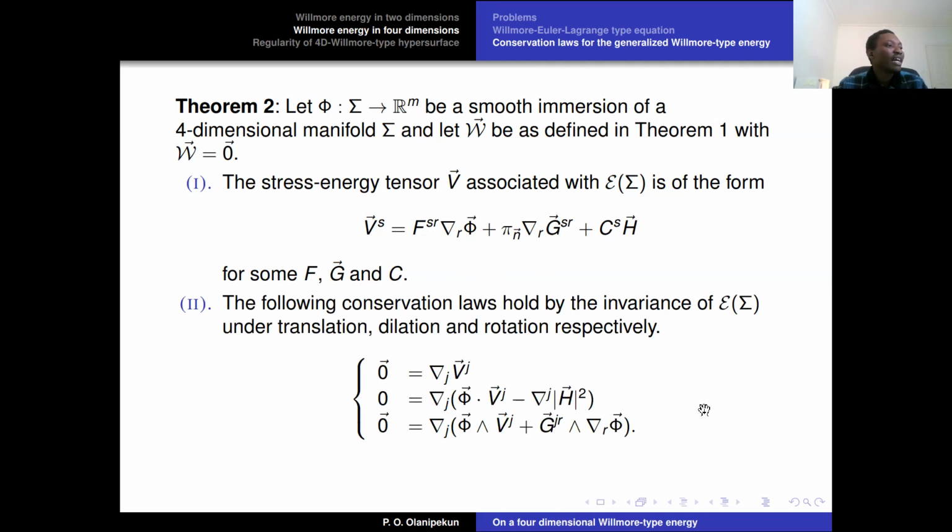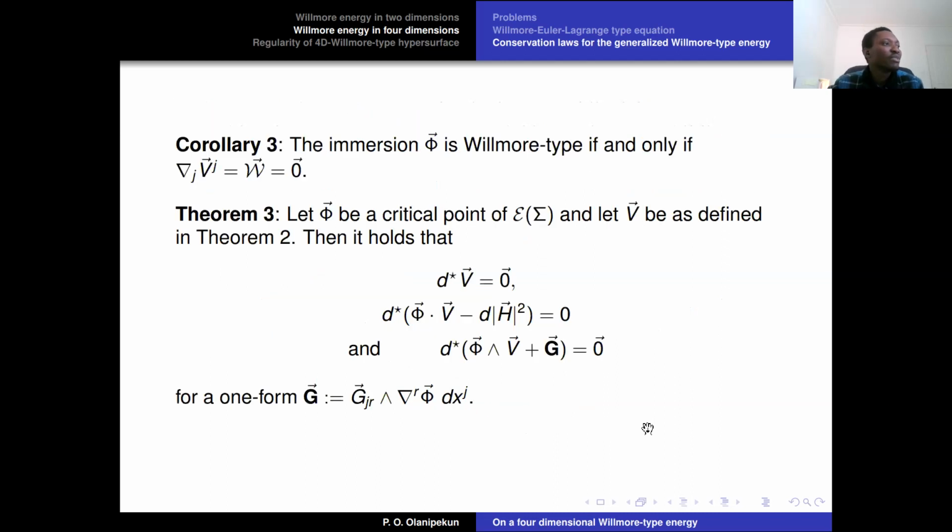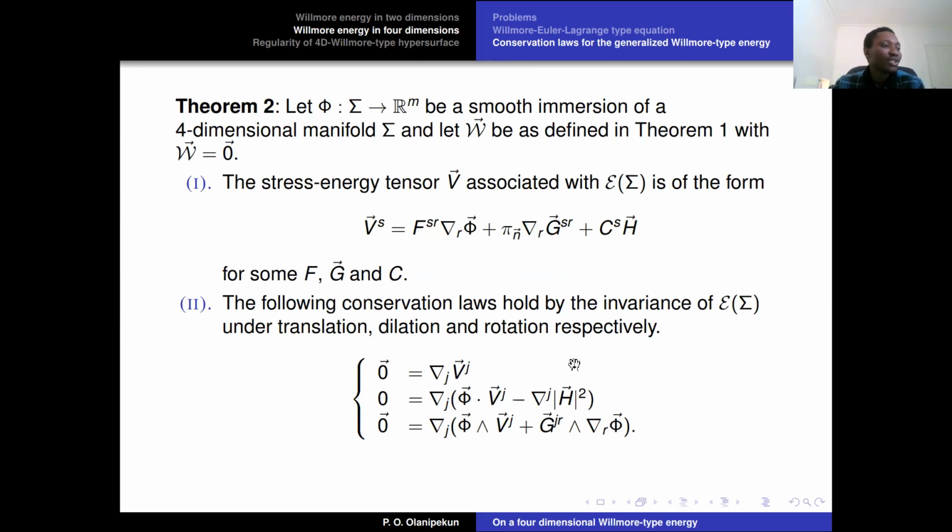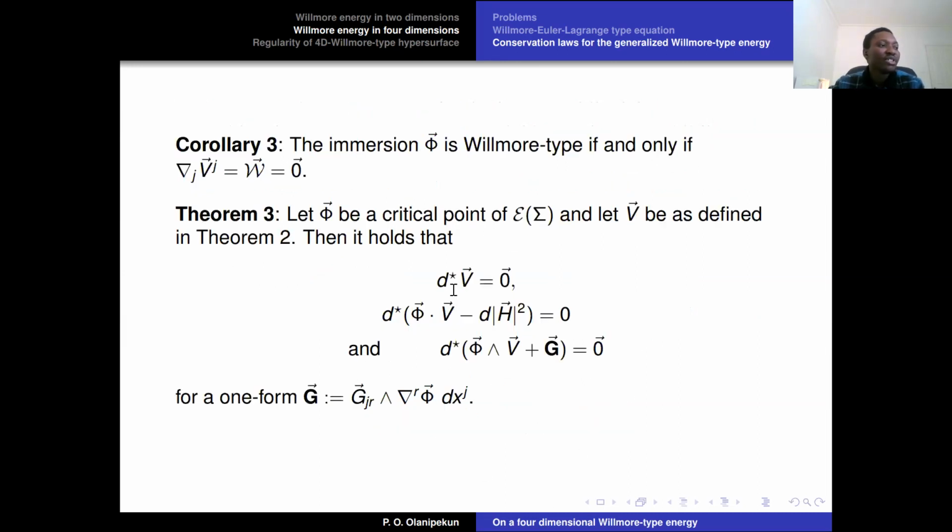So the first conservation law here is due to the translation invariance of the Willmore energy. The second one is due to the dilation invariance, while the third is due to the rotation invariance. So we have this conservation law. What do we do with this? From here, we can apply the Poincaré lemma, of course, so we can recast all these equations in this form. This is just using the language of differential forms.